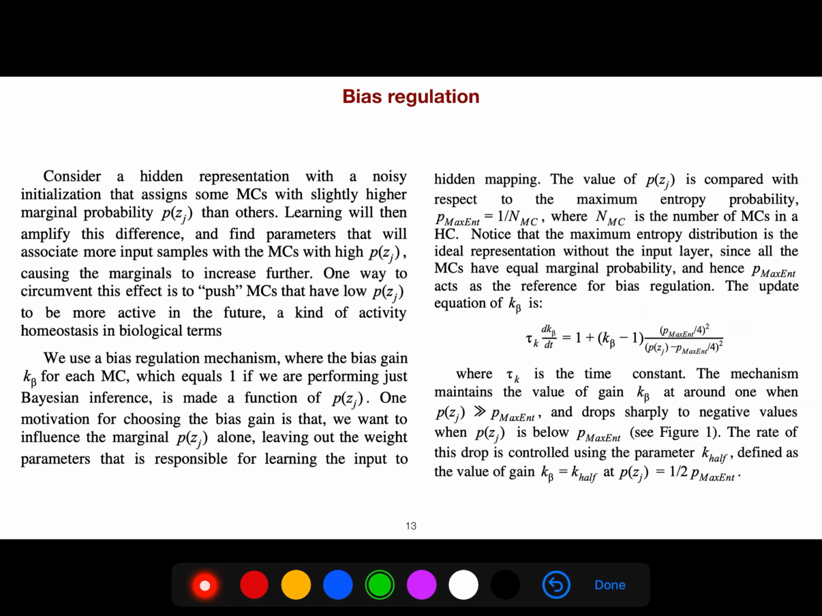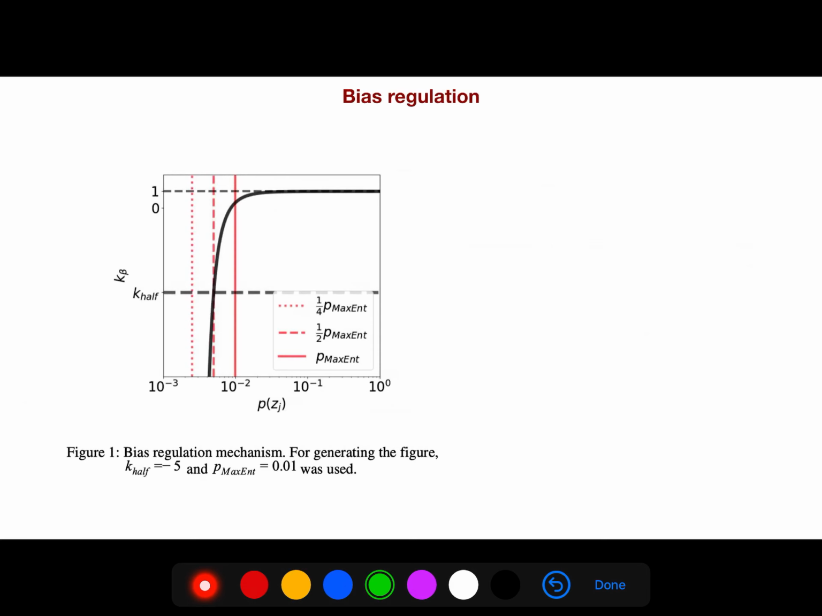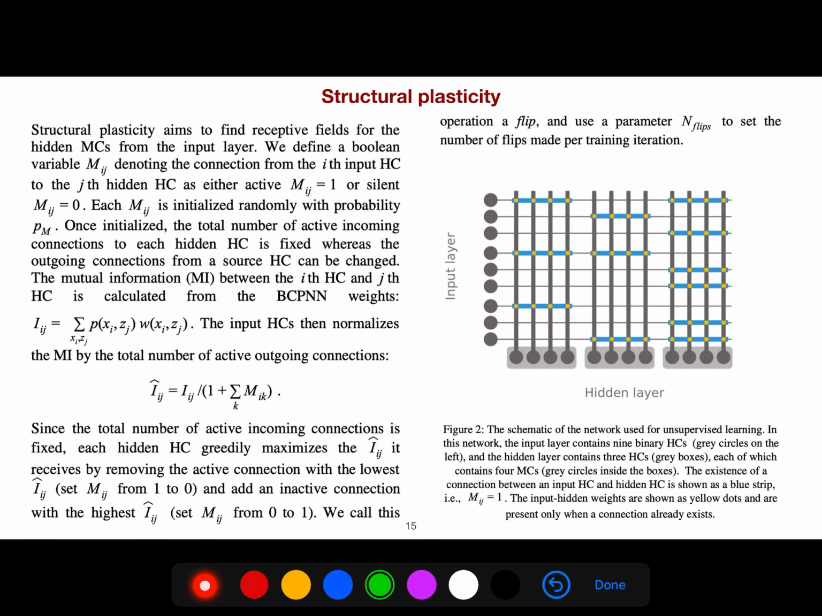And so this is a bias regulation that they described, and structural plasticity. Structural plasticity aims to find receptive fields for the hidden mini-columns from the input layer. We define a Boolean variable m sub ij denoting the connection from i's input hypercolumn to j's hypercolumn as either active or silent.